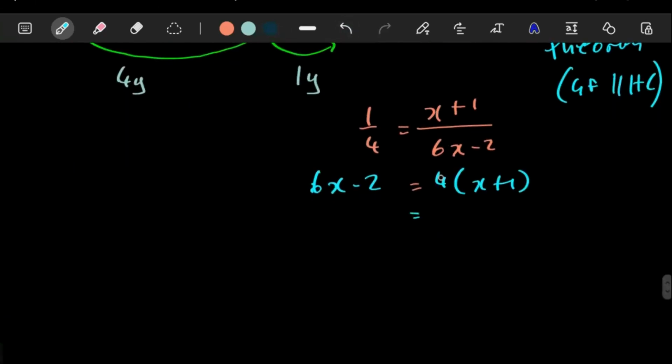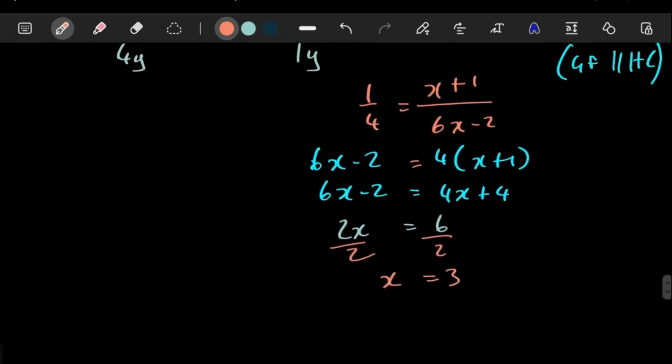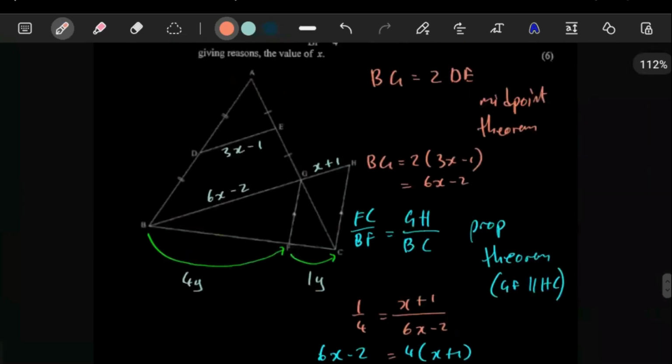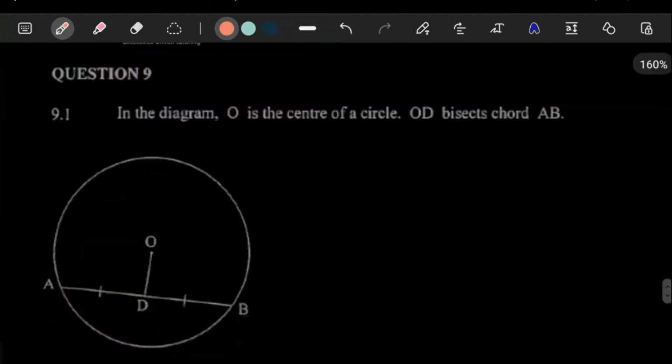And then you have 4x plus 4 equals 6x minus 2. And then 6x minus 4x is 2x. Then the 4 plus 2 is a 6. Divide both sides by 2. x is equal to 3. Perfect. Good marks. It's a 6-mark question. That's okay. Fair. Move on to question number 9 here.